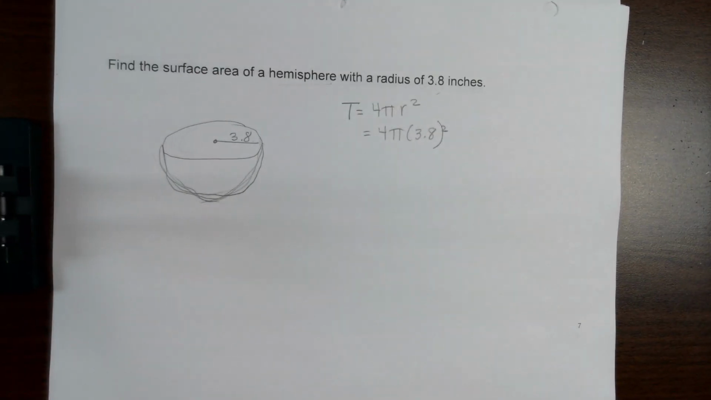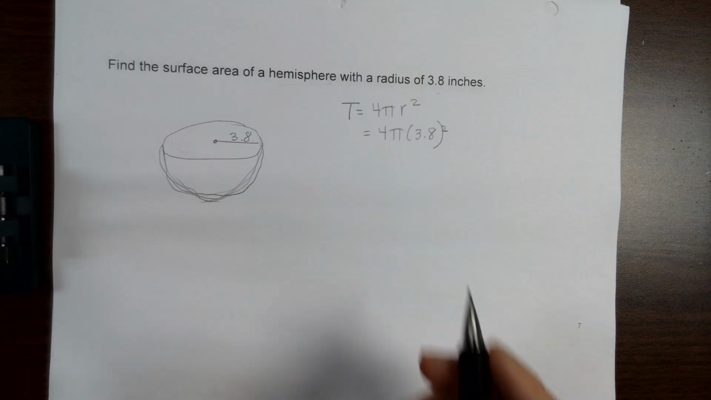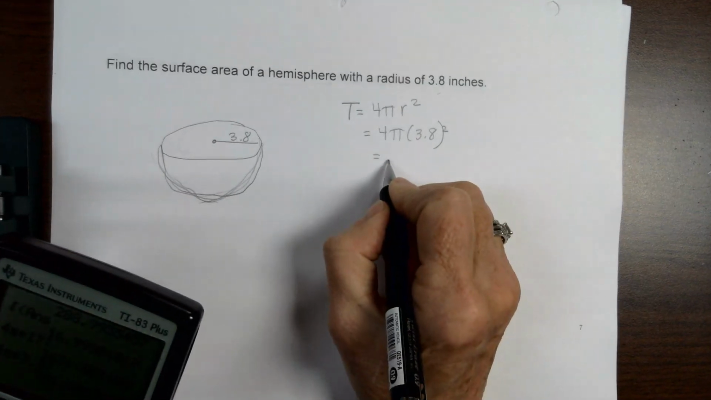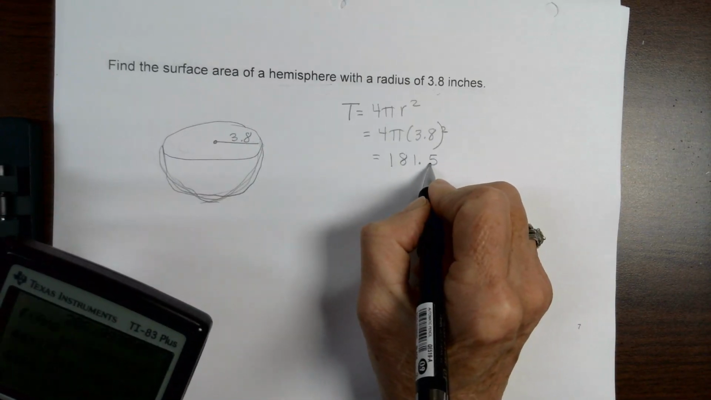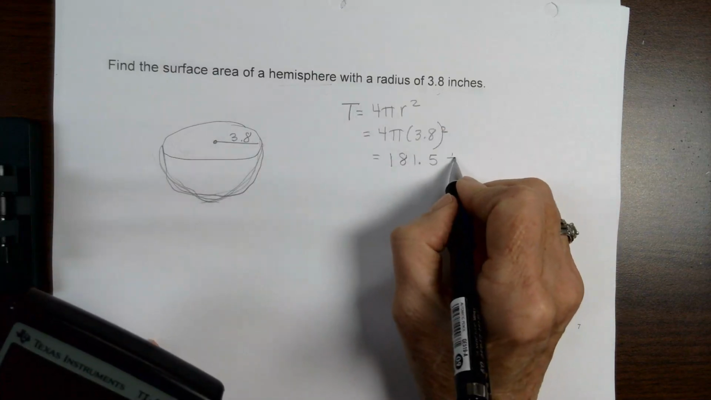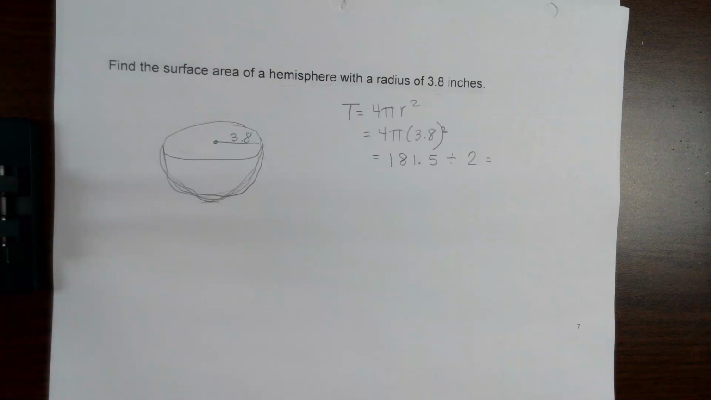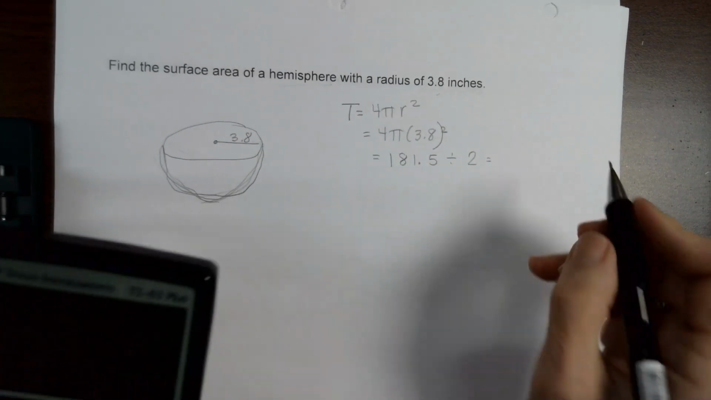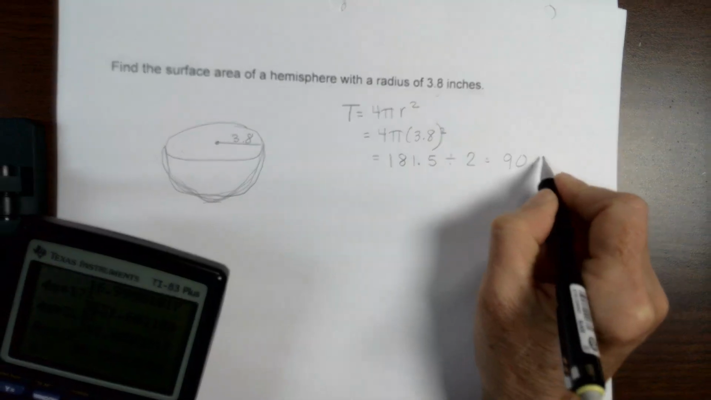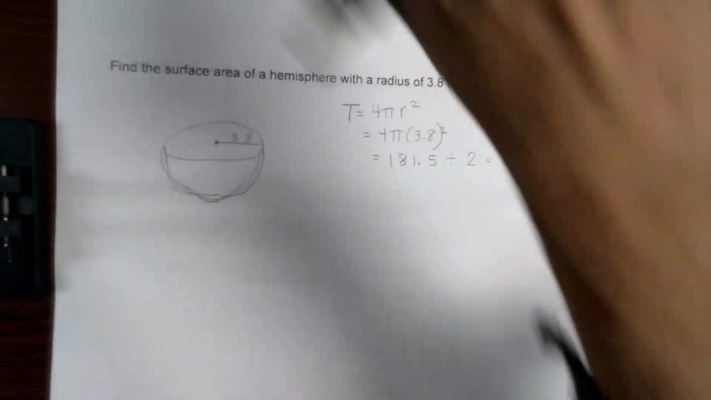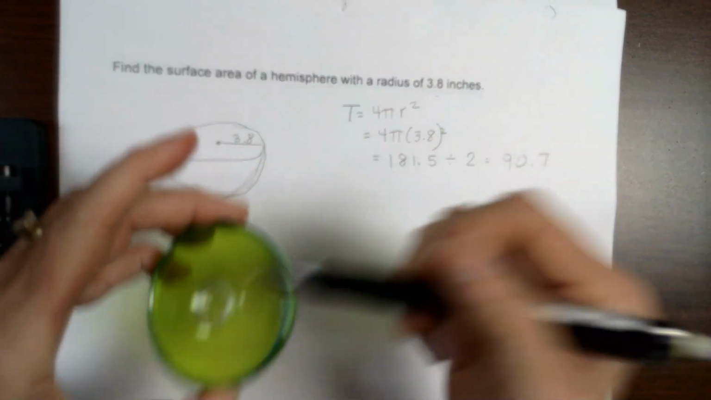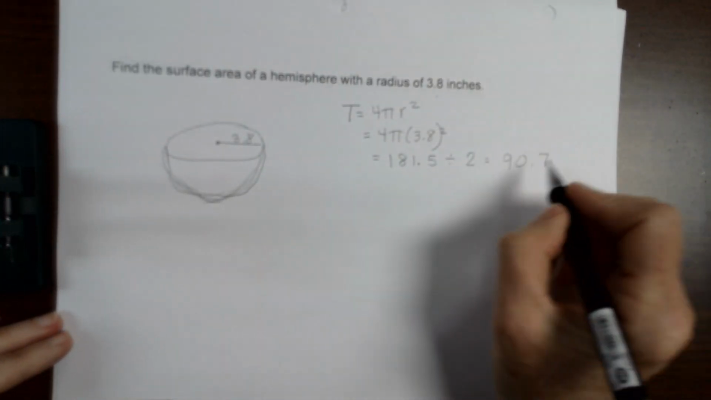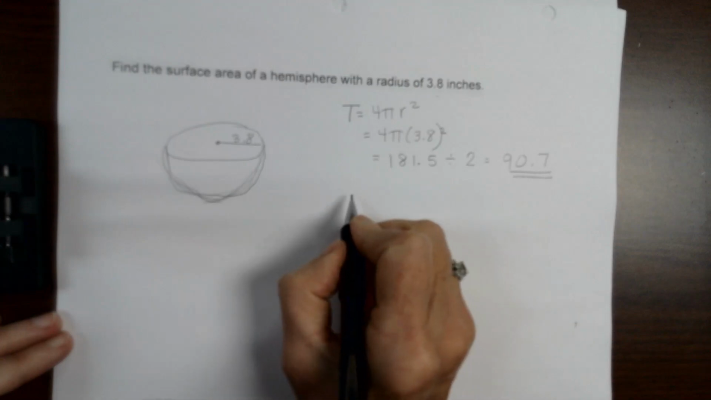I know the radius is 3.8. So 4 times pi times 3.8 squared is going to give me a total surface area of the sphere of 181.5. But I have a half of a sphere, so I'm going to divide that in 2. And that's going to give me 90.7. So this is like the outside part of this, not including this circle. So now I got to find the area of the circle. So that's part of what I'm going to use as my answer.